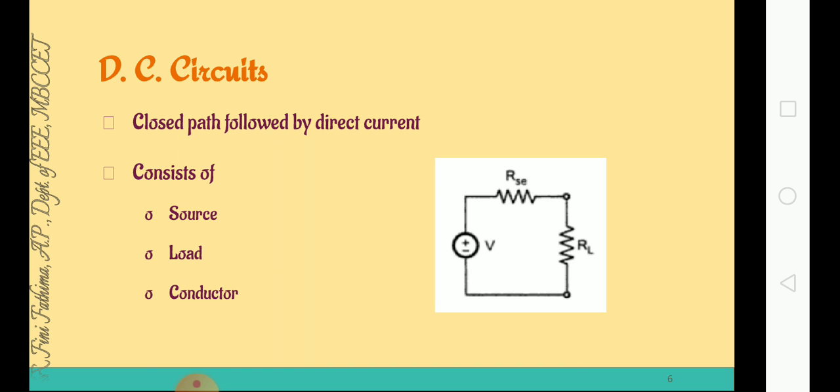So what are the components of a DC circuit, or how can we form a DC circuit? Naturally, in a DC circuit, we need the current flow. For the current to flow, we need a source. Then it should have a load to which the current is given, and there should be a closed path between the source and the load. So we have already studied that a DC circuit consists of a source, a load, and a closed path or a conductor to form a closed path.